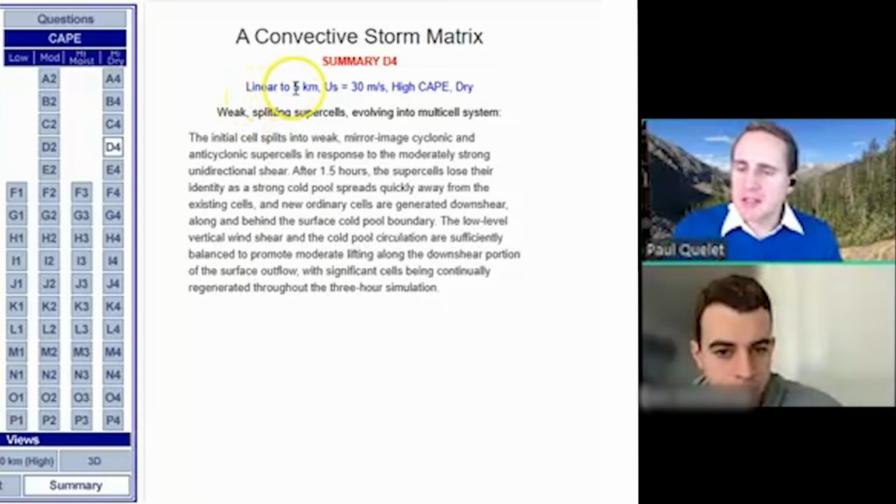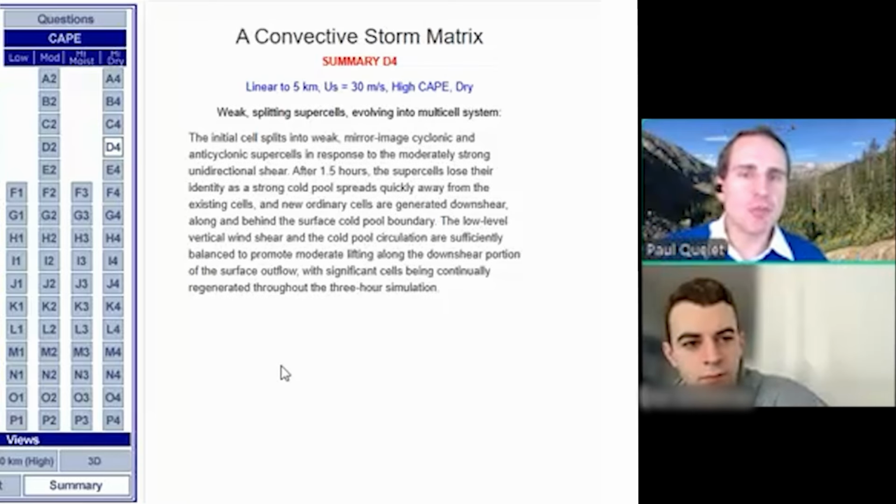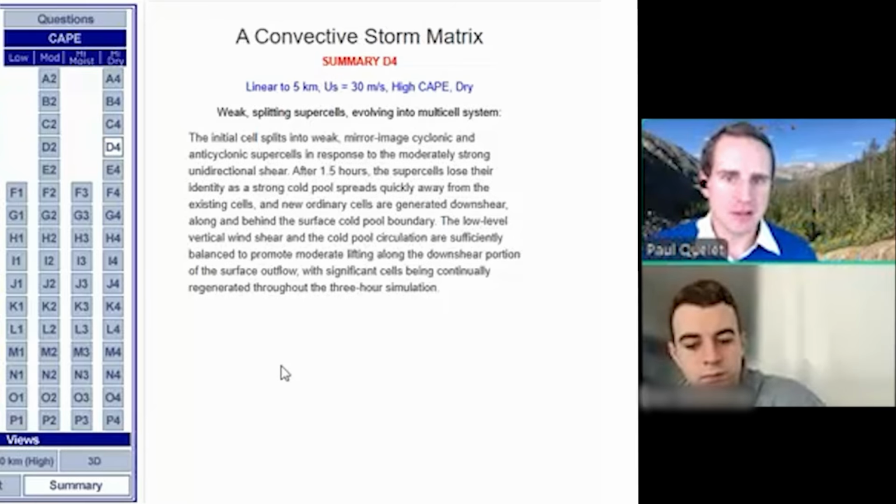Summary, let's see. It says linear 5 kilometers, high CAPE, dry. This says weak splitting supercells evolving into a multicellular system. Whenever something starts off as a supercell, we name it supercellular.